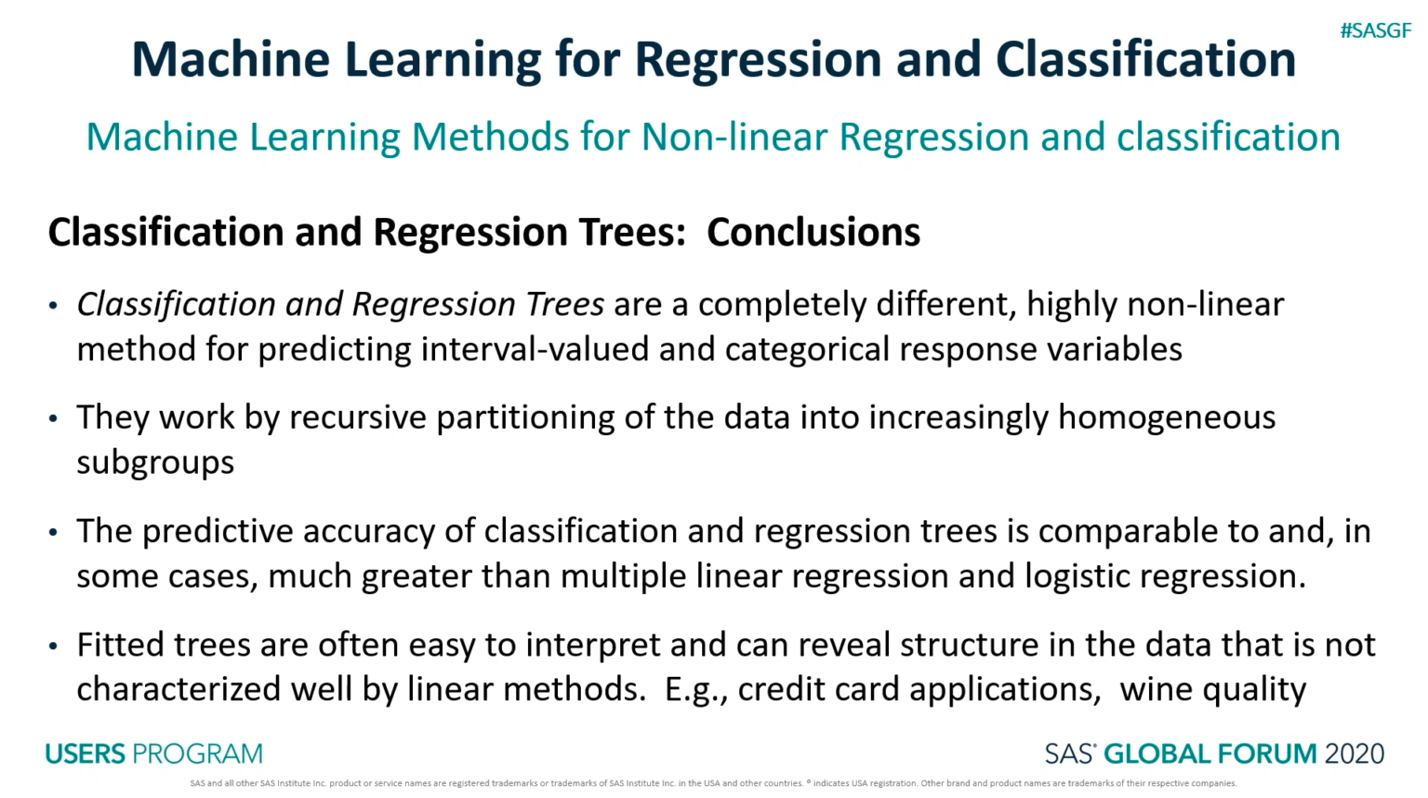So finally, some conclusions about classification and regression trees. They are a completely different, highly nonlinear method for predicting interval-valued and categorical response variables. They work by recursive partitioning of the data into increasingly homogeneous subgroups. The predictive accuracy of classification and regression trees is comparable to, and in some cases greater than, multiple linear regression and logistic regression. And the fitted trees, especially the small ones, are very easy to interpret and can reveal structure in the data that is not well characterized by other linear methods.